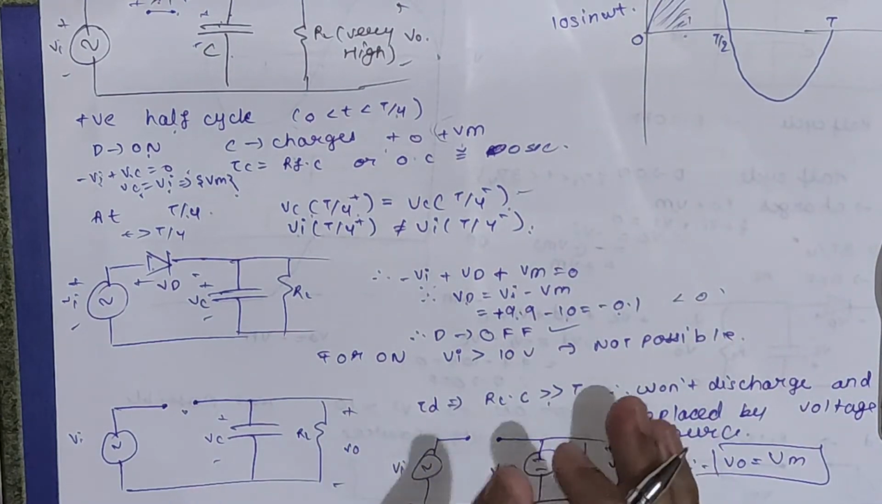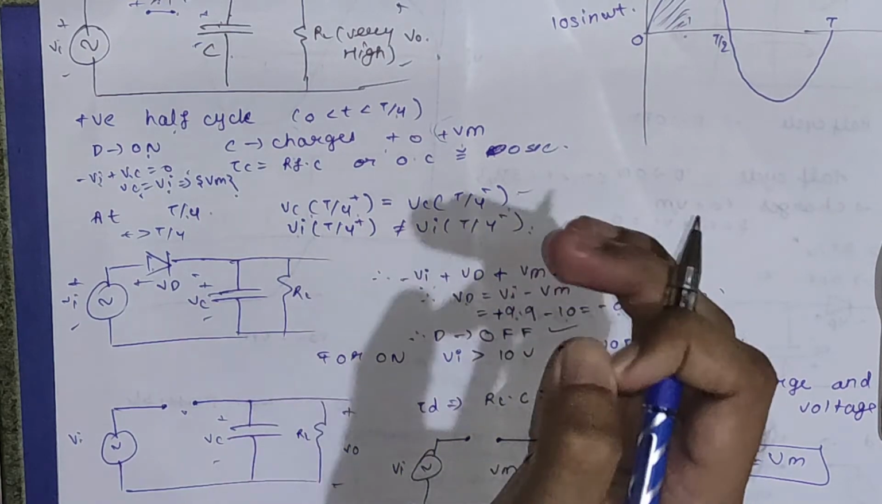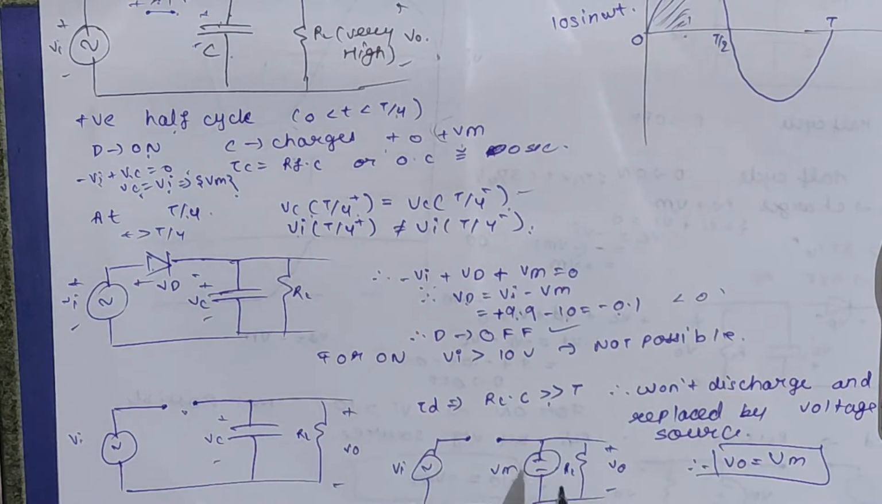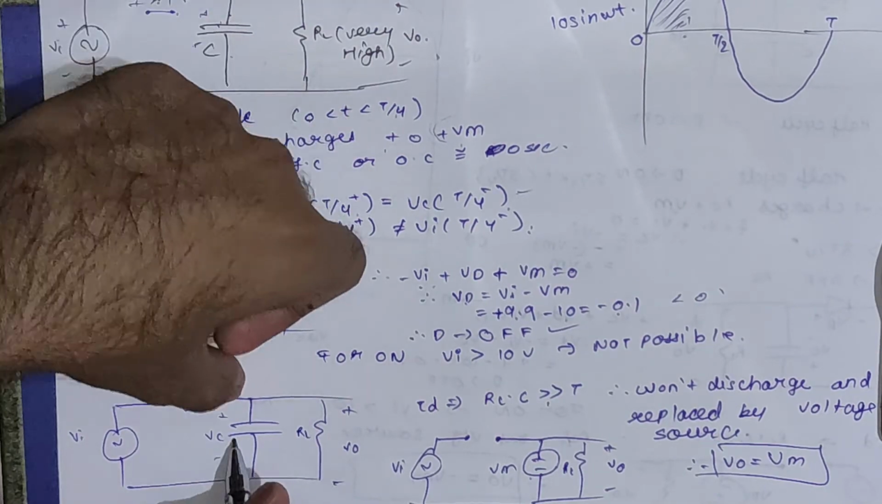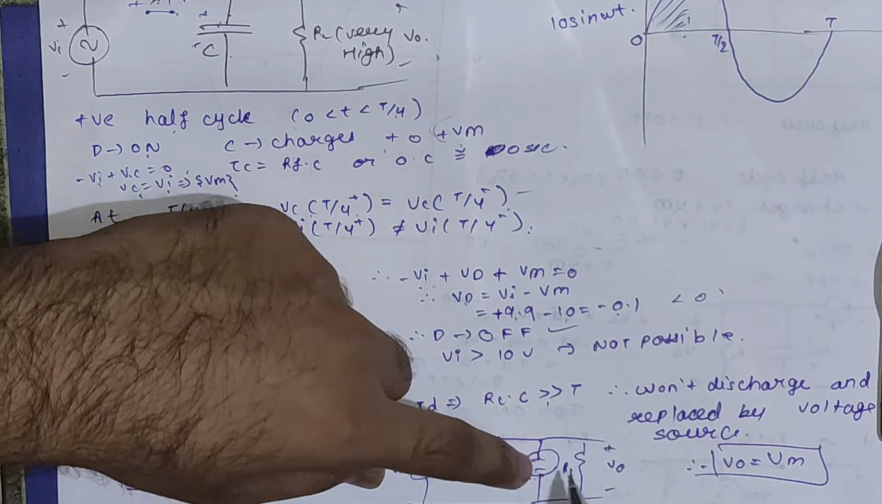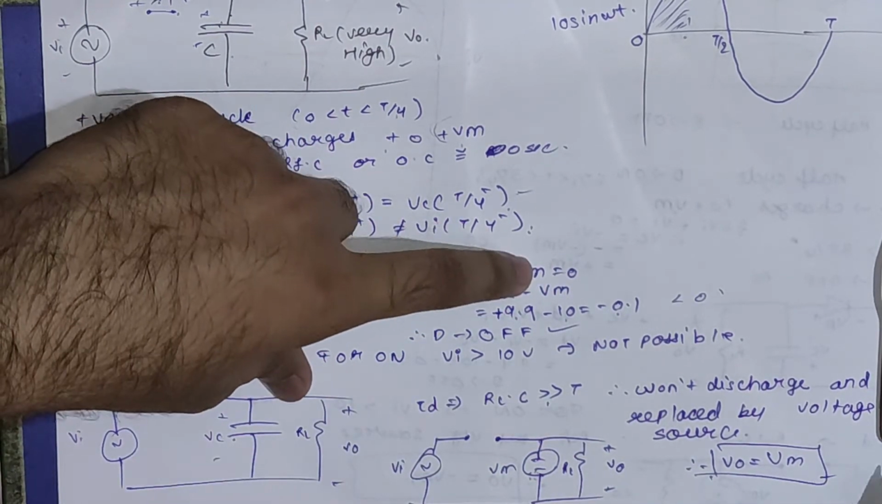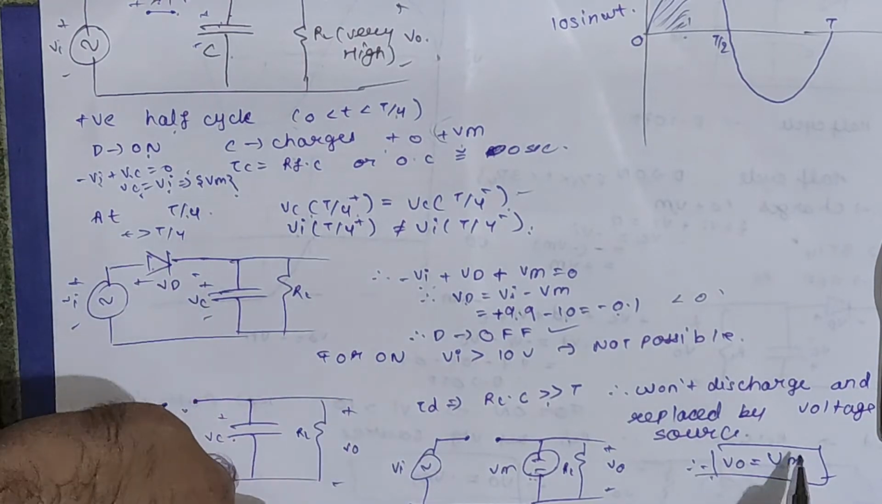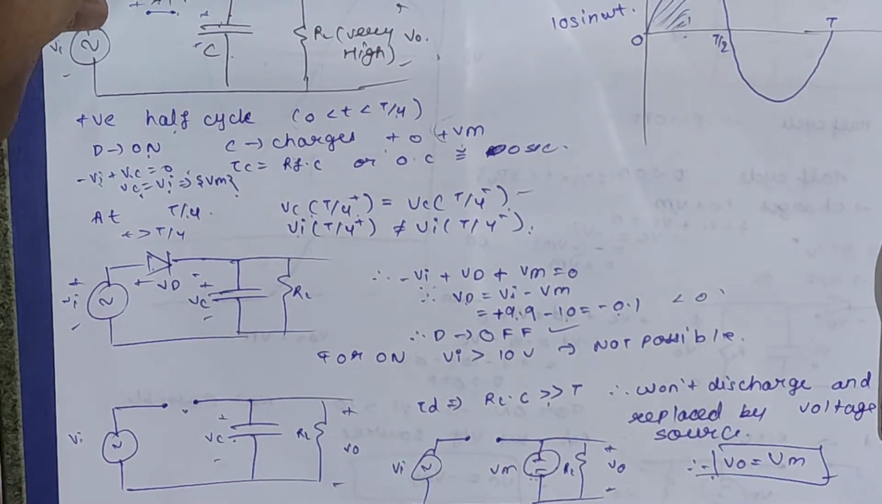So we will say the capacitor won't be able to discharge, and it will be replaced by a voltage source with the voltage of Vm. Okay, and the polarity will follow the polarity of the capacitor voltage. So we will get this circuit, Vm with this polarity and Vo as this. So Vo will simply be Vm. Okay, so this is the output voltage of the positive peak detector, which we have seen in the basic discussion.